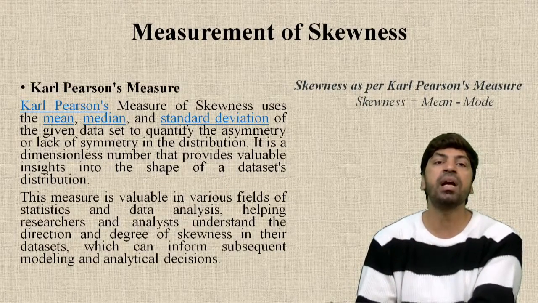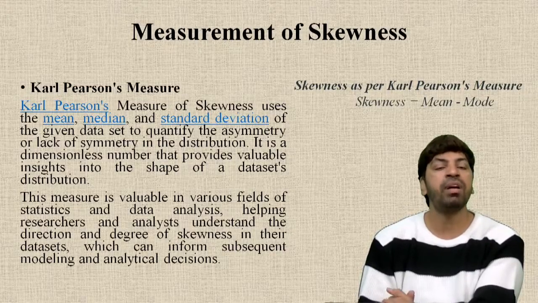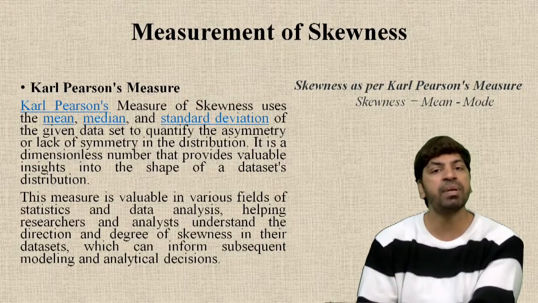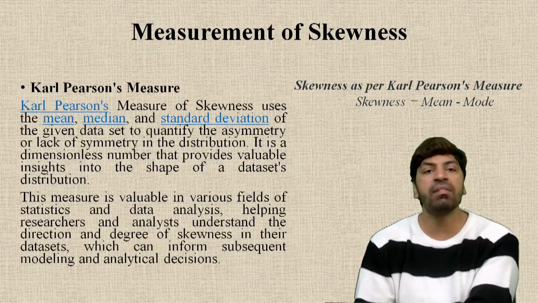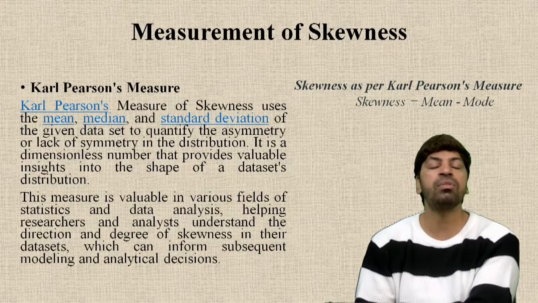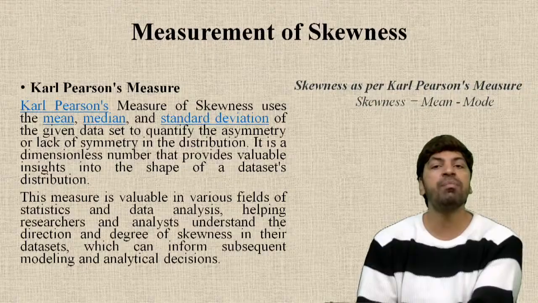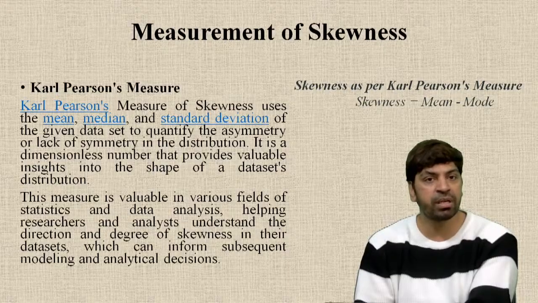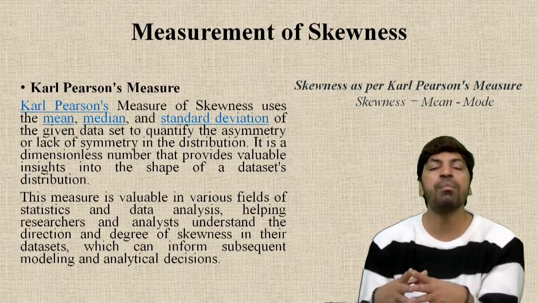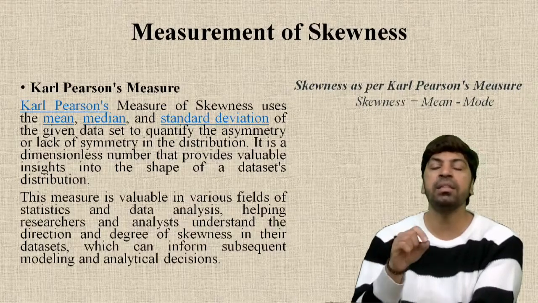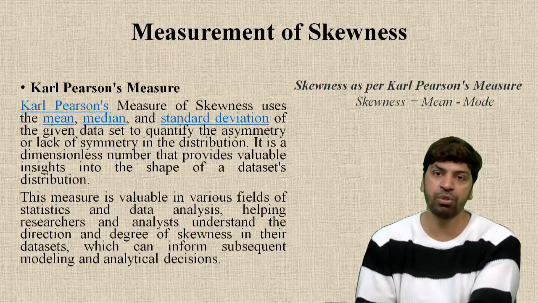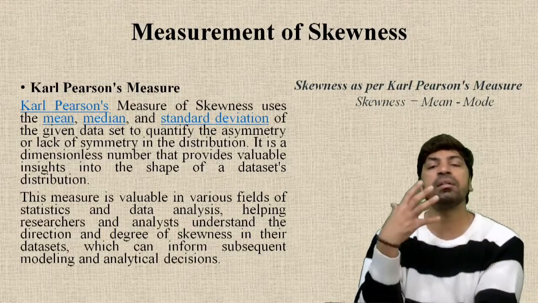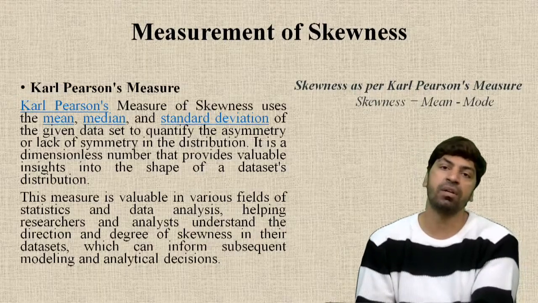The first one is the Karl Pearson measure. The Karl Pearson measure of skewness uses the mean, median, and standard deviation of a given data set, mainly to identify the shape of the data set, whether asymmetric or symmetric. It provides valuable insight into the shape of the data set distribution, because skewness always reflects the shape and nature of the distribution.